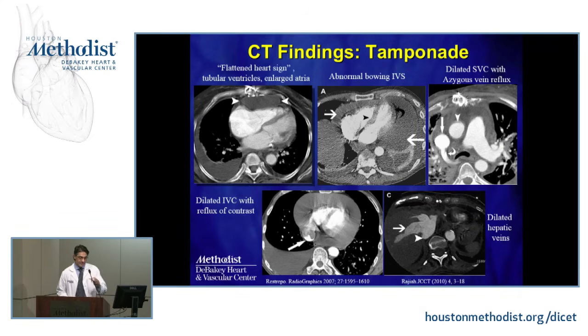What about with CT? CT will also show you signs of cardiac tamponade. What are those? Usually you'll see a flattened heart. You'll see elongation of the ventricles. You'll see elevations of systemic pressures with dilation of the SVC and IVC, reflux of contrast into the hepatic veins.